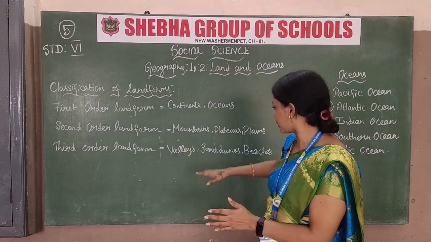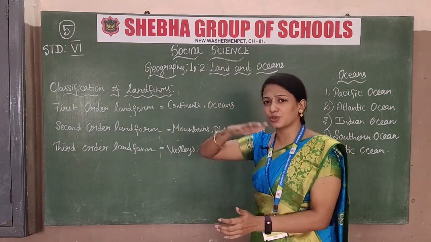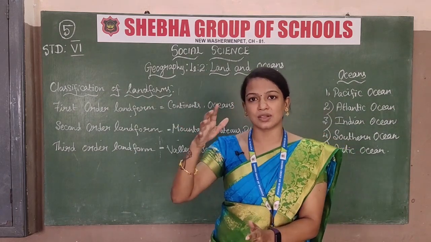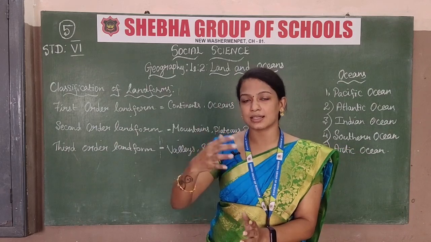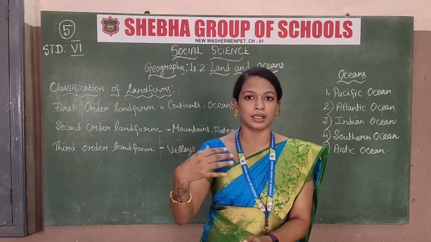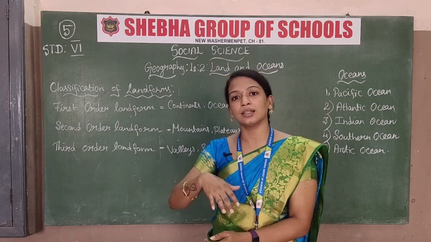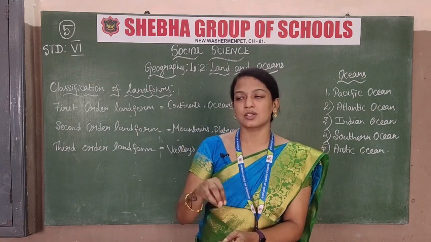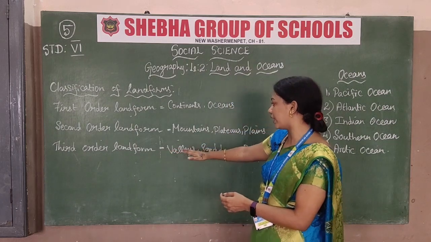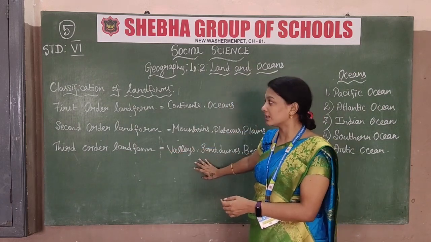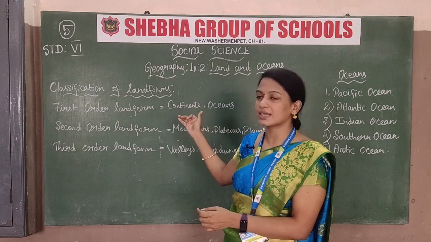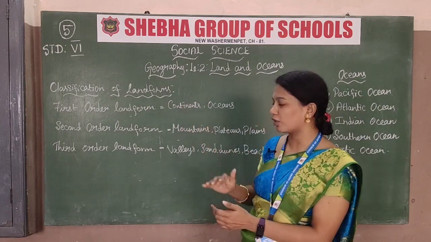In the same way, sand dunes are full of sand. So what happens to that sand? When the wind blows, sand from another place is eroded and deposited in another place. So this is the third order landforms. Understand that our first order, second order and third order landforms are over.